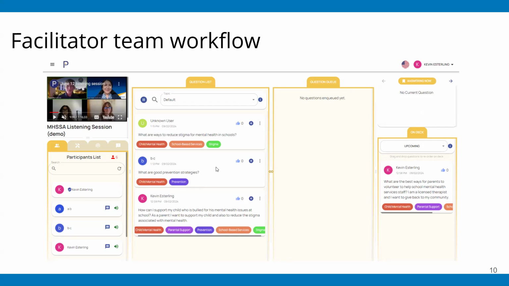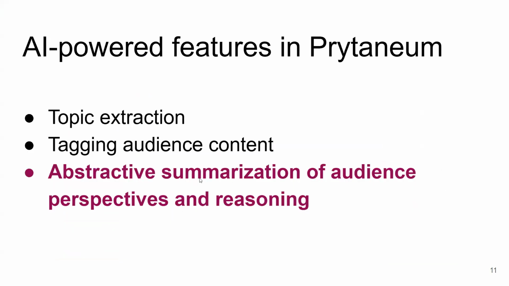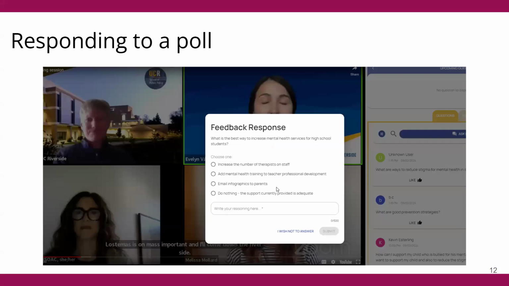And what this filtering enables is a much better workflow for the meeting, where a topic such as stigma can be discussed in depth in its full nuances before moving on to the next topic, like prevention, compared to what normally happens in a webinar where you would just bounce kind of incoherently from topic to topic based on the order of the questions. The other important AI-powered feature in Prytaneum is abstractive summarization of audience perspectives and reasoning.